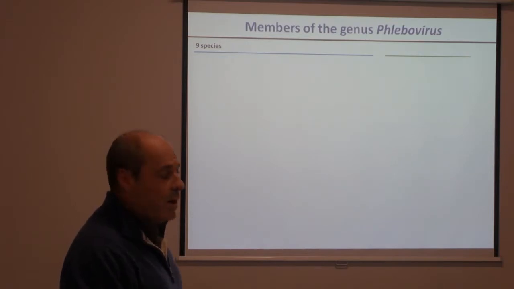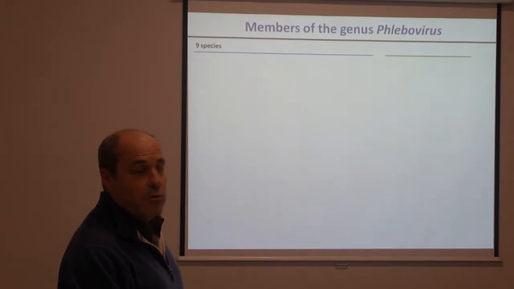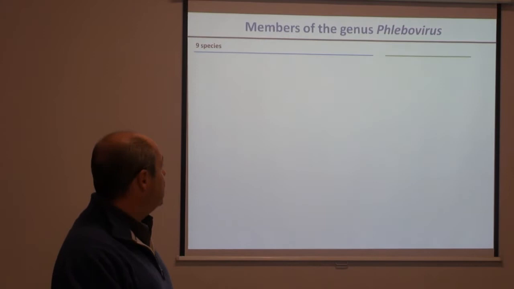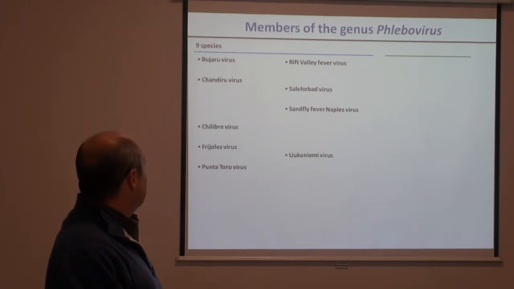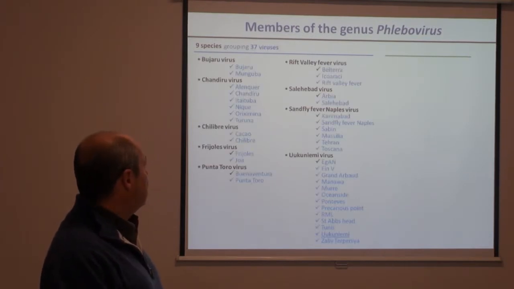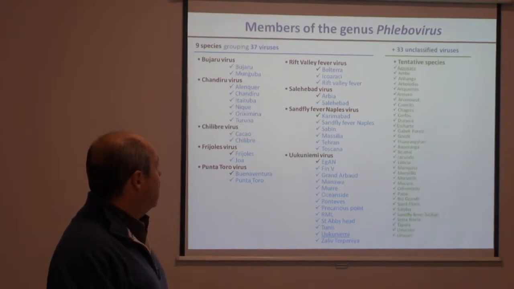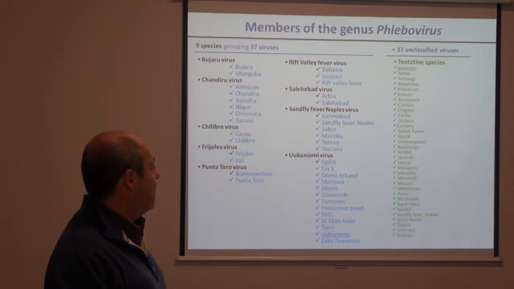So the taxonomy is quite complex because it's a large virus genus, and so far there are 9 species that are recorded and assessed by ICTV. These are the 9 species, and within each species there are several viruses, so a total of 37 viruses, and there are 33 unclassified viruses. Some of which have been unclassified for a very long time.